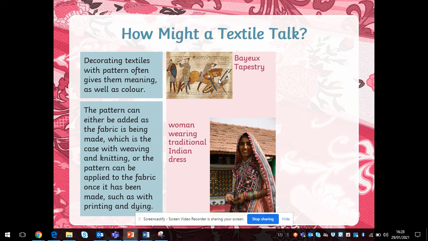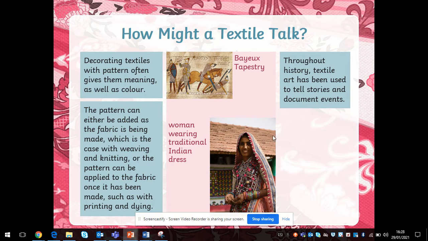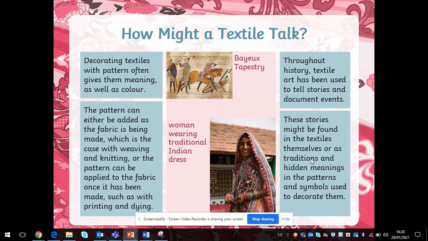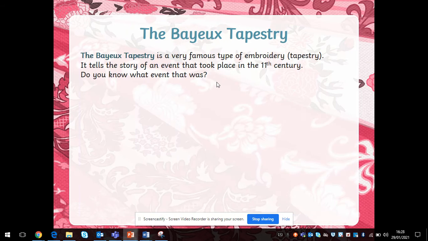Okay, this is a very, very famous textile. This is called the Bayeux Tapestry. Okay, this is a lady wearing traditional Indian dress. Okay, so you can see that's quite an intricate design. Throughout history, textile art has been used to tell stories and document events. These stories might be found in the textiles themselves or as traditions and hidden meanings in the patterns and symbols used to decorate them. Okay, so this is talking about the Bayeux Tapestry.